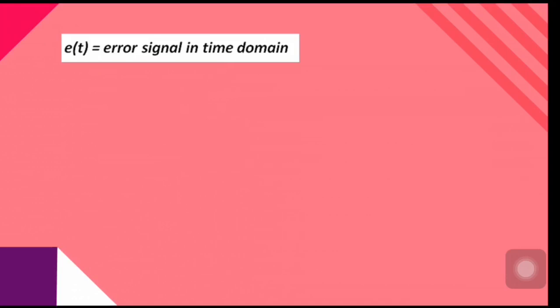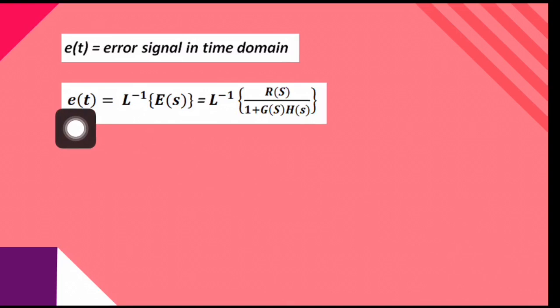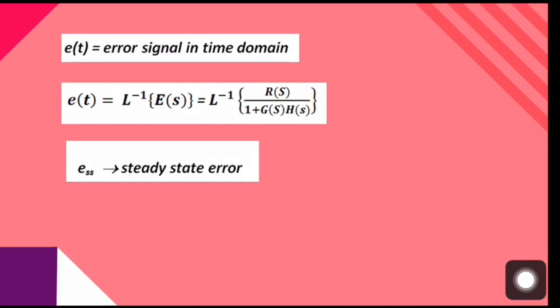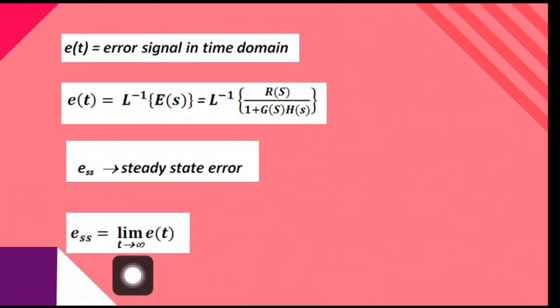Let e of t represent the error signal in time domain. So we can write e of t is equal to L inverse of E of s. That is L inverse of R of s by 1 plus G of s H of s. Then let ESS represent steady state error. As I told you earlier, steady state error is the value of error when steady state is reached. That is when t tends to infinity. So we can write ESS equal to limit t tends to infinity e of t.